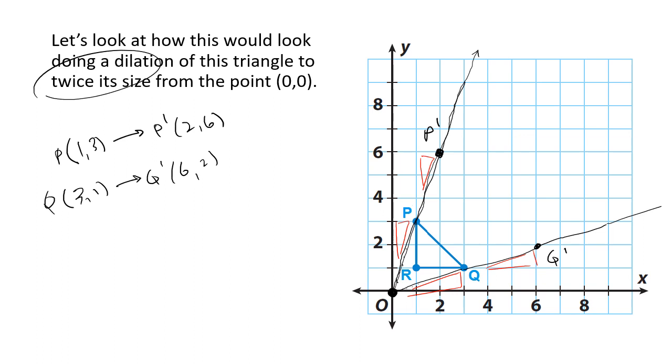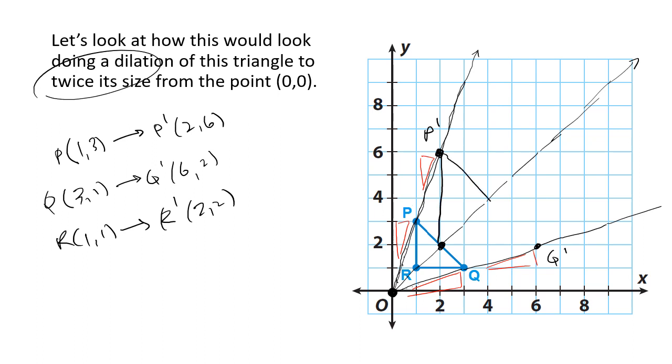Now, if I do this R, this is pretty direct. This is a 45-degree angle cutting through here. And so this point R, this (1, 1), is going to go to R prime at (2, 2). So it's going to go here. Now, if I connect all 3 points here, here's my R prime.